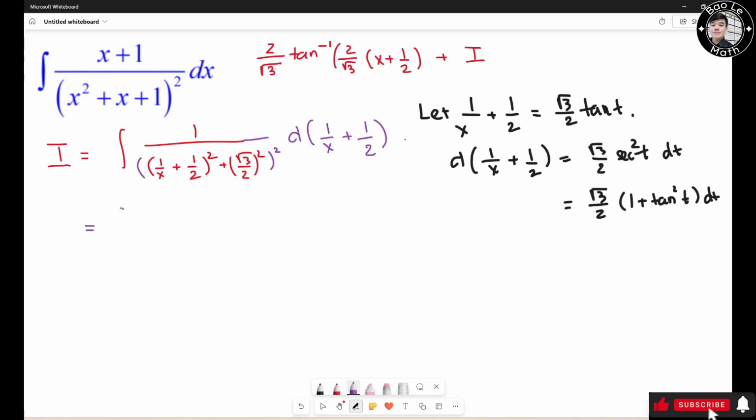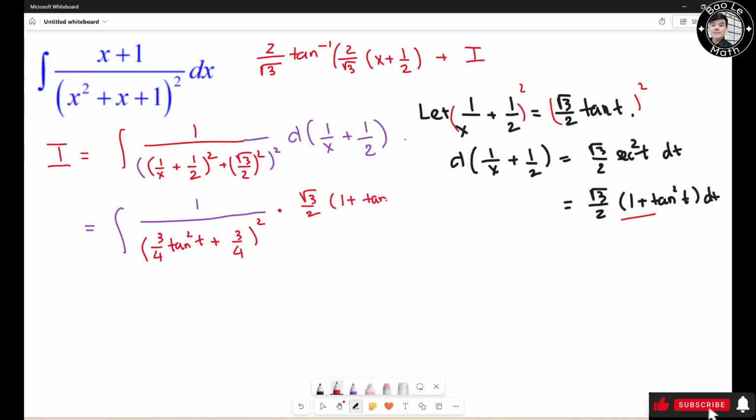So we have I equals the integral of 1 over. Now if you square this one, it turns out to be 3 over 4 tangent squared t plus 3 over 4, altogether squared. And then d of this one equals this one right here, so it is root 3 over 2 times 1 plus tangent squared of t dt, right?